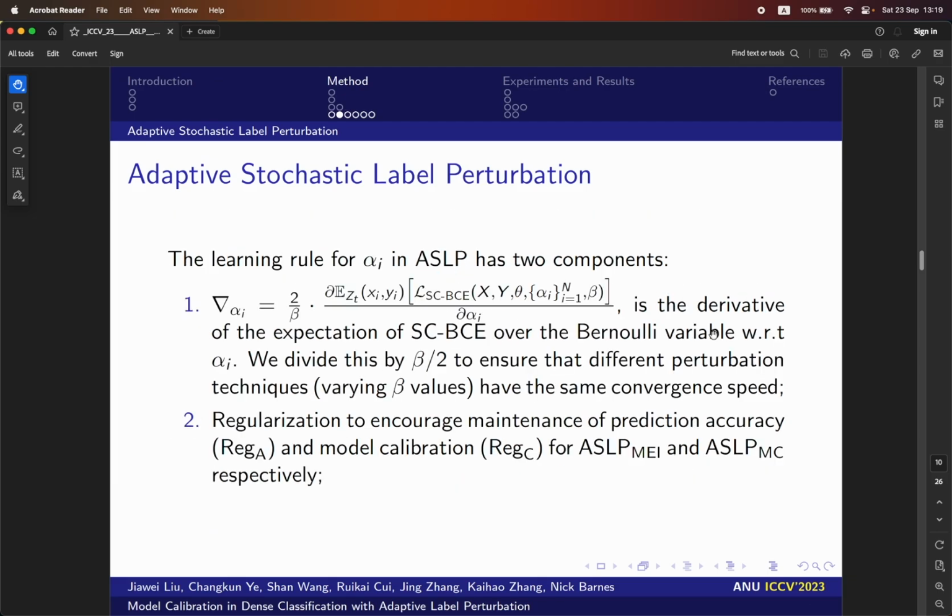The learning rule of the proposed ASLP has two components. The first component is the partial derivative of the SCBC loss with respect to the sample-wise label perturbation probability alpha i. The second one is the regularization that maintains prediction accuracy, denoted as reg A, or model calibration degree, denoted as reg C.